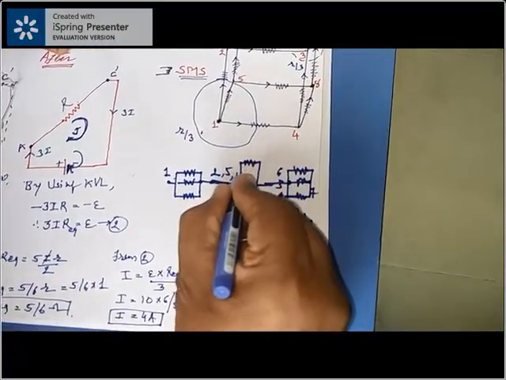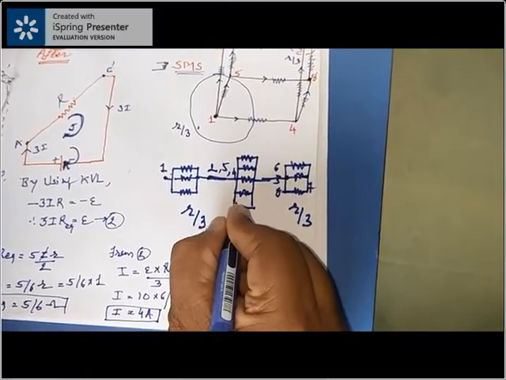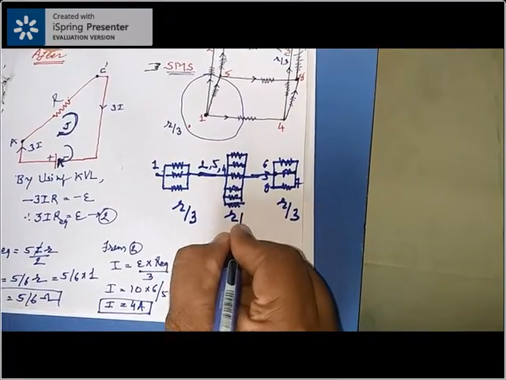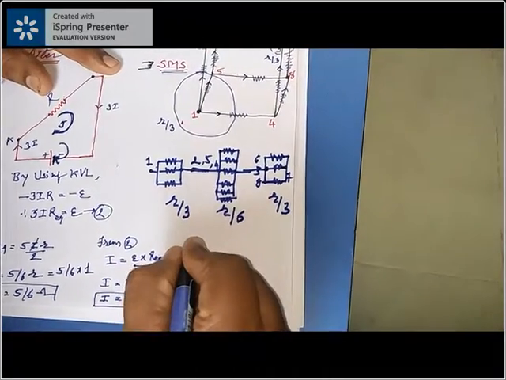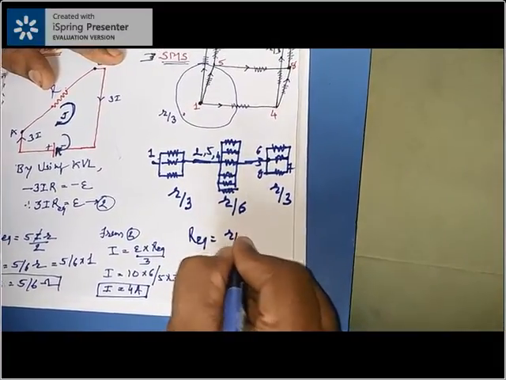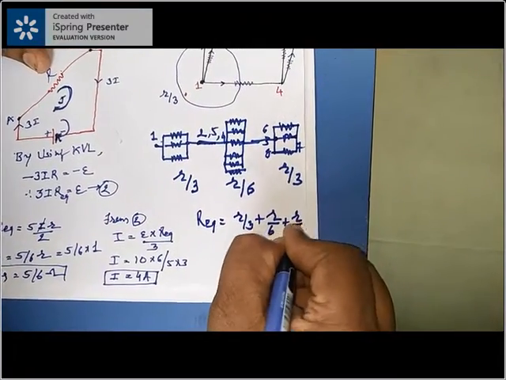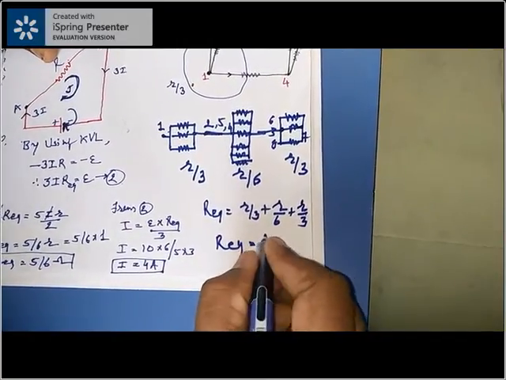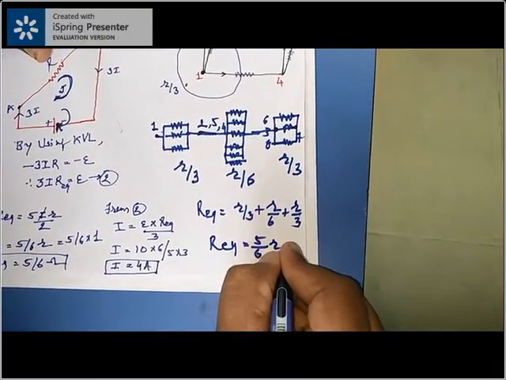So this is number 1, this is number 2, this is number 3, this is number 4, this is number 5, and this is number 6. So what we can write, friends, is R by 6. Very simple. Now we have to take the LCM of this. So R equivalent is equal to R by 3 plus R by 6 plus R by 3. So what we are getting, R equivalent, is the given resistor value 5 upon 6 R ohms.